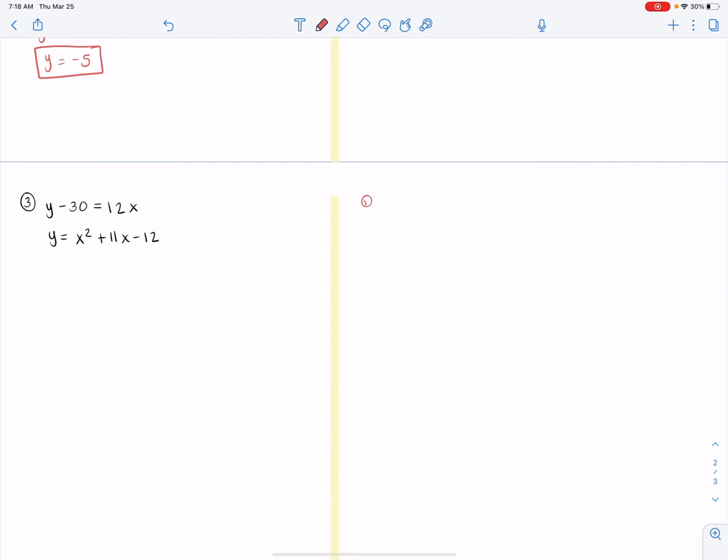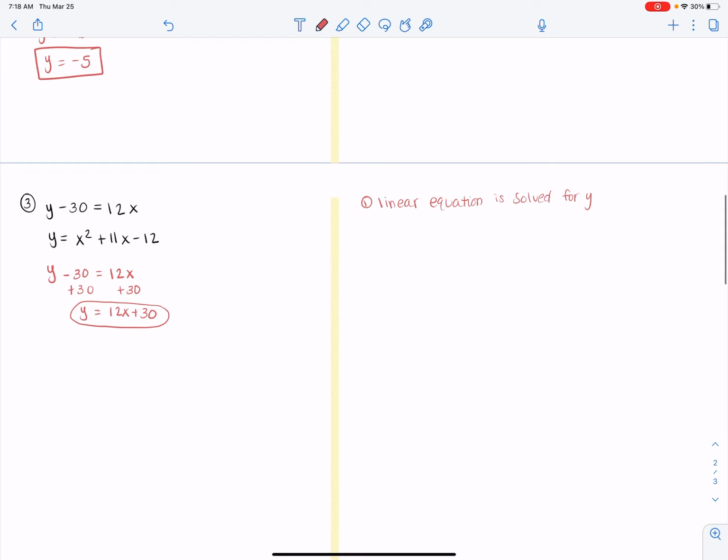First, I need to make sure the linear equation is solved for y. It's just the easiest. So if I look at my linear equation, it's y minus 30 equals 12x. Well, I need to solve that. So I need to add 30 to both sides so that I have y equals 12x plus 30. Those are not like terms, so you cannot combine them. This is the equation I'm going to substitute.